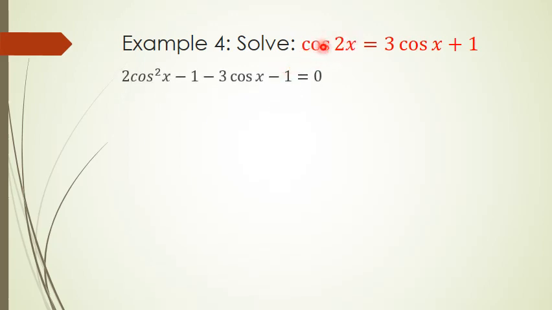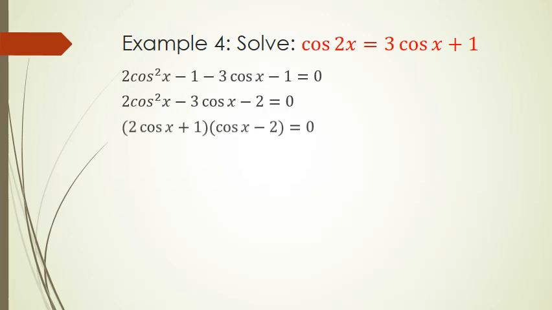So replacing cos 2x with 2 cos squared x minus 1, then taking 3 cos x plus 1 across to the left hand side, we have minus 3 cos x minus 1 equal to 0. Then collecting like terms, minus 1 minus 1 gives us minus 2 here, and rearranging we have 2 cos squared x minus 3 cos x minus 2 equal to 0. Now this is a quadratic in cos x, so factorizing, the factors are 2 cos x plus 1 into cos x minus 2.